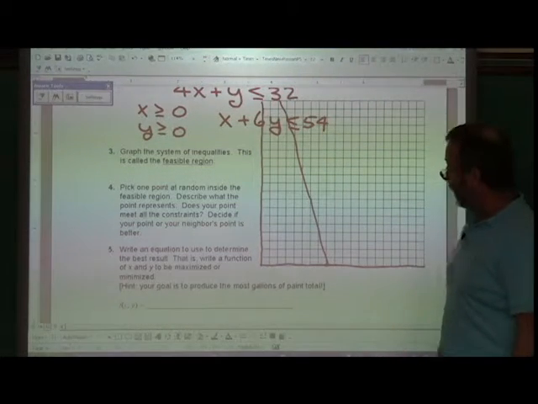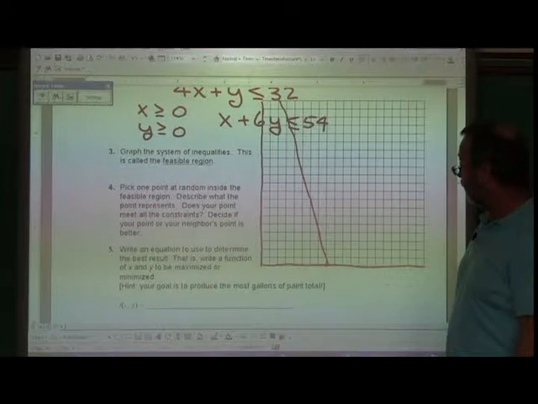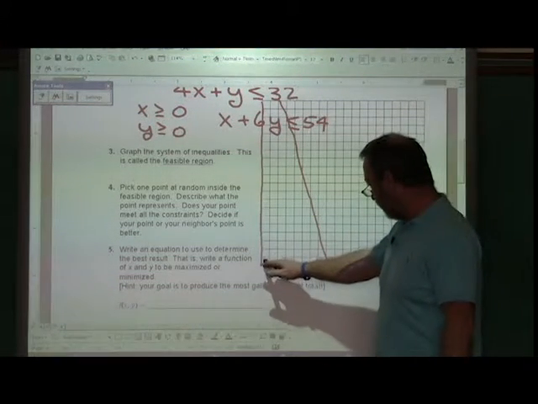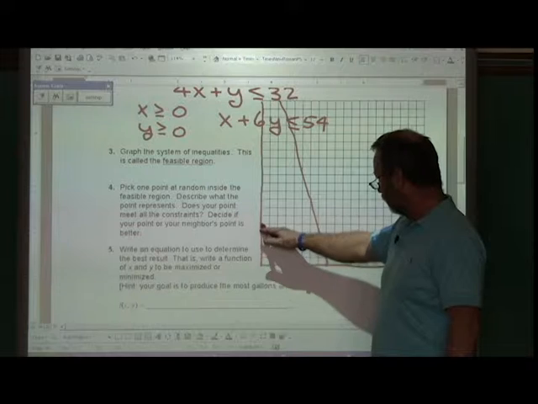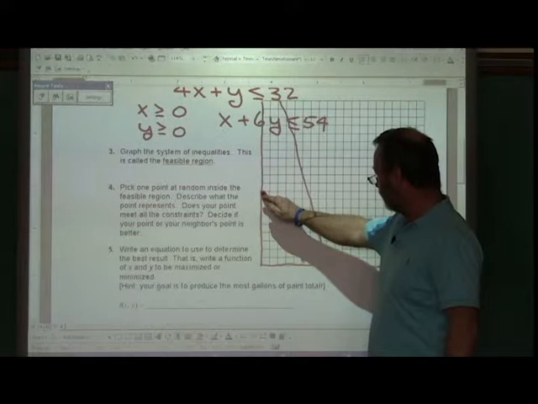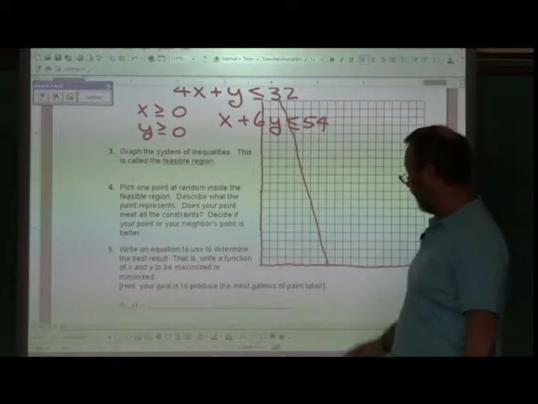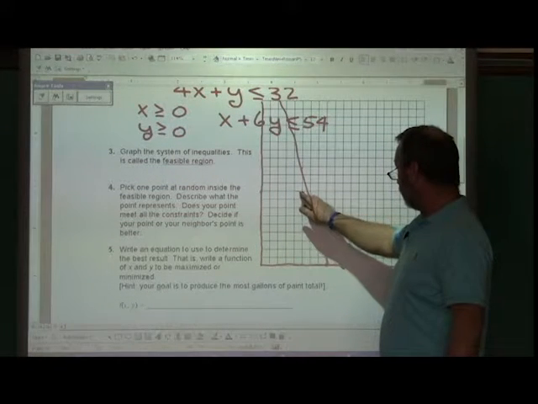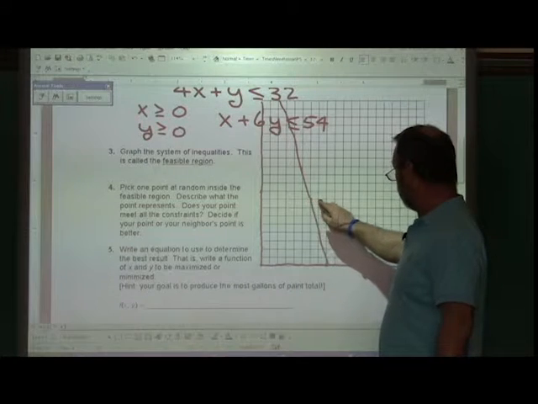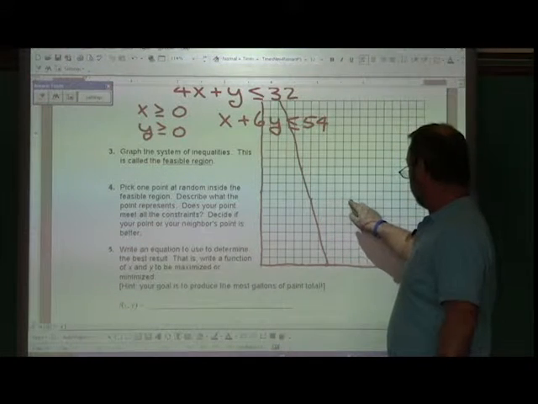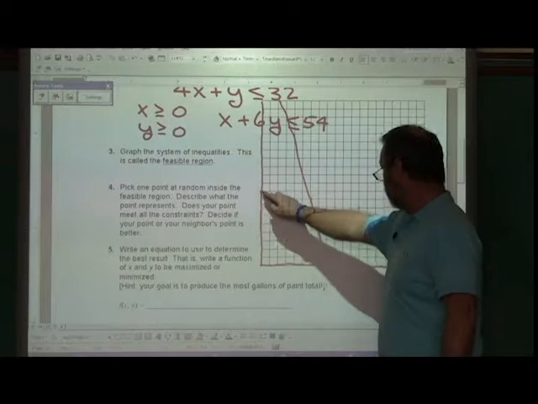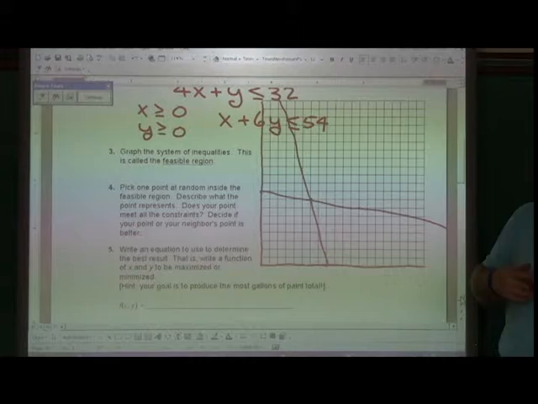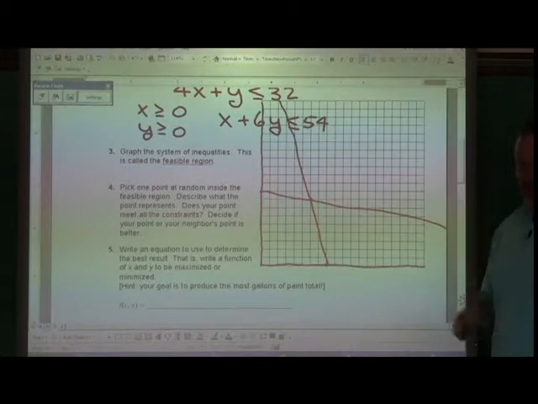For the other equation, x plus 6y, if x is 0, y would be 9. 1, 2, 3, 4, 5, 6, 7, 8, 9. And it has a slope of -1/6. So 1, 2, 3, 4, 5, 6, down 1, 3, 4, 5, 6, and down 1. And this one is going like that. So I now have my constraints graphed.